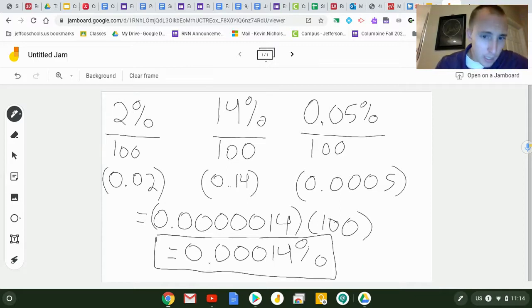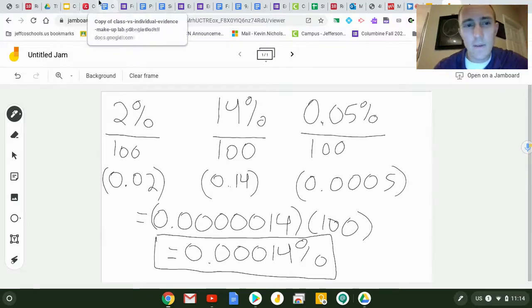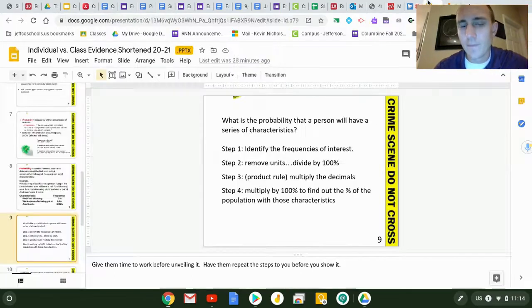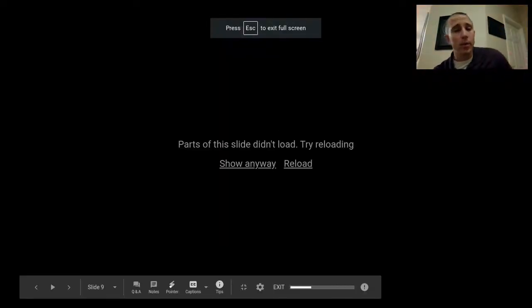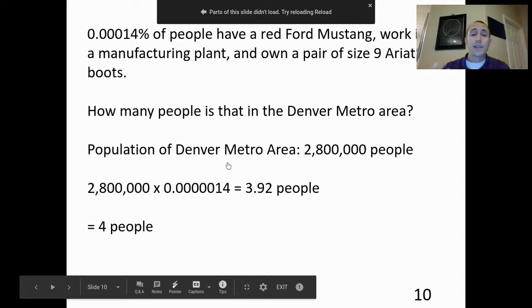the likelihood of someone having all 3 of these characteristics is 0.00014%. Now, we're actually not done with that yet, although that can be a valuable piece of information. What we need to do now is figure out how many people in the Denver metro area is that the case for.